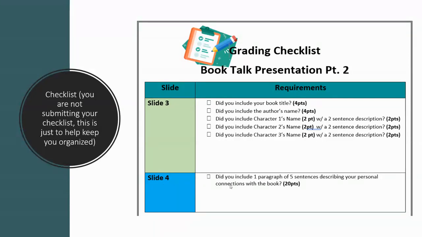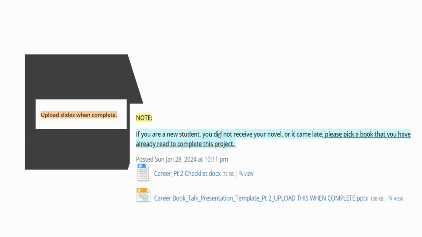Then for slide 4's checklist, did you include one paragraph of 5 sentences describing your personal connections with the book? Note that you are not submitting this checklist. This is simply a tool to help you stay organized that you can choose to use or not to use. Remember that if you are a new student, you did not receive your novel, or it came late, please pick a book that you've already read to complete this project and make sure to upload your slides when complete.